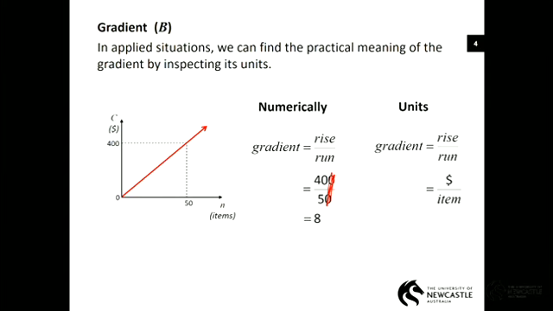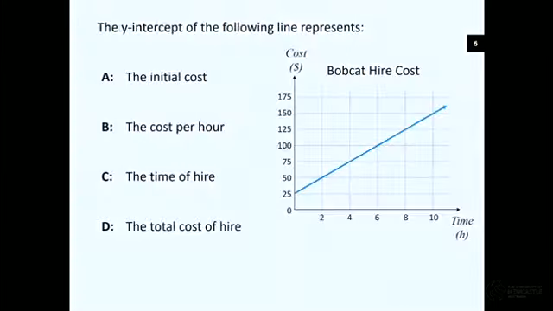So whatever this thing was saying, when I bought 50 items, it cost me 400. It was $8 per item. Okay? One would be at 8, two would be at 16, three would be at 24, and so on. So it still tells me that was the cost per item. 50 things are $400. So, y-intercept and gradient.